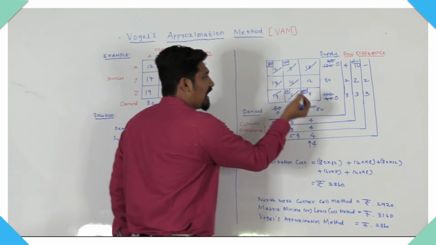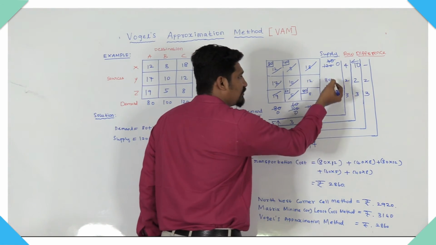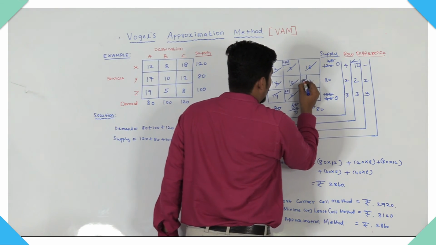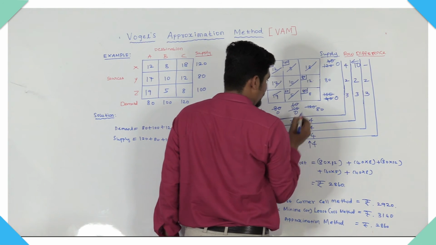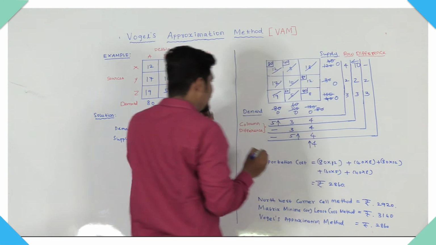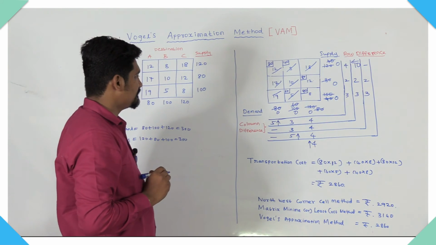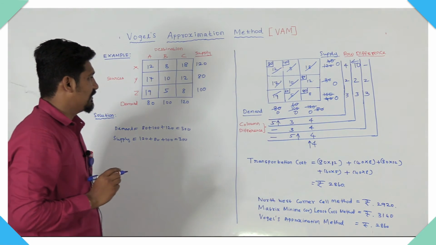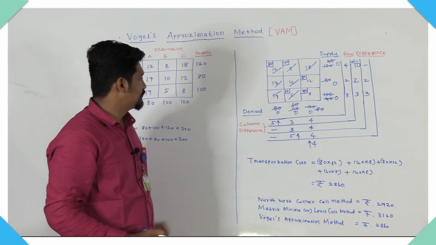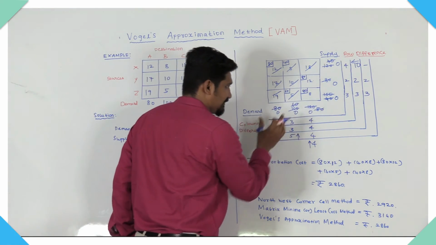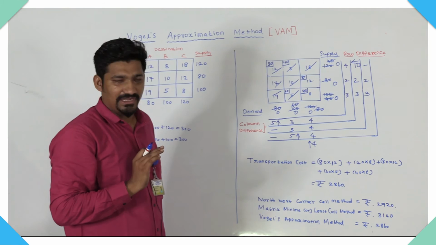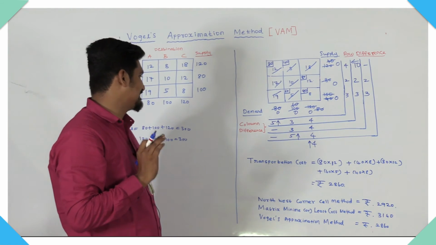In the unoccupied cell, total demand is equal to total supply. So 80 allocated here. And subtract here, you will get 0. And subtract here, you will get 0. Okay? So, you won't get any balancing figure here. So, it is a balanced transportation problem because total demand is equal to total supply. The entire row and the entire column are exhausted.